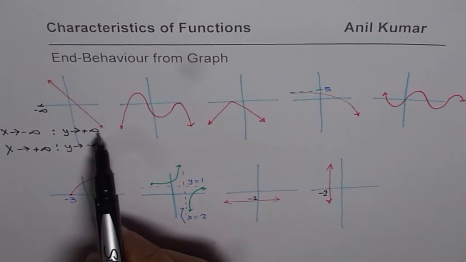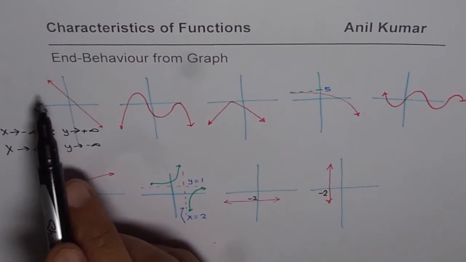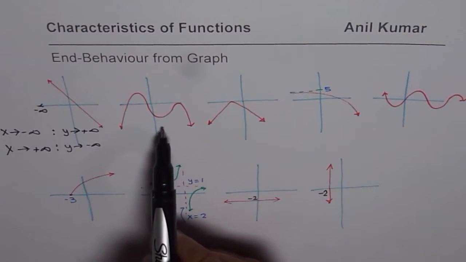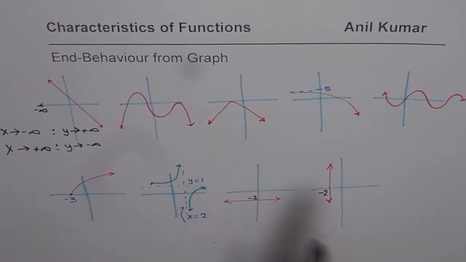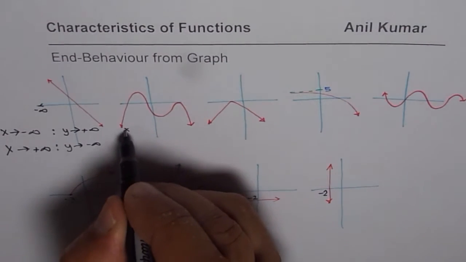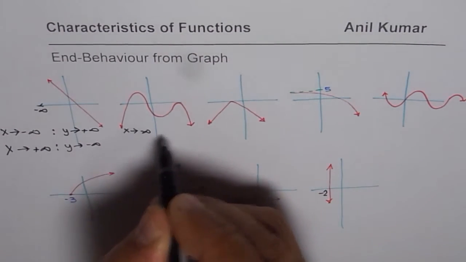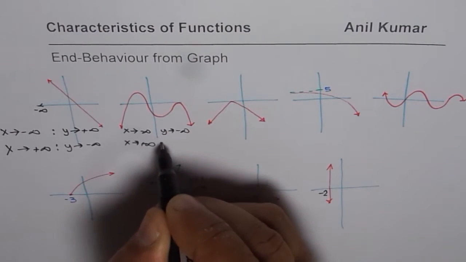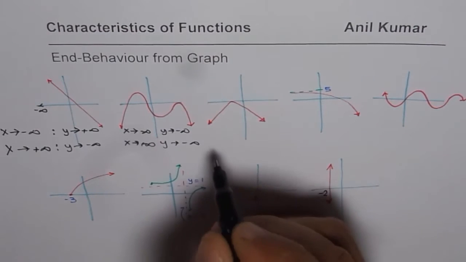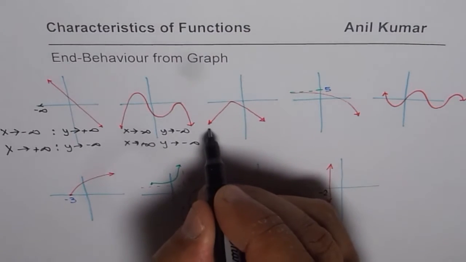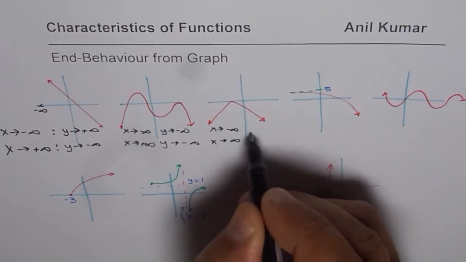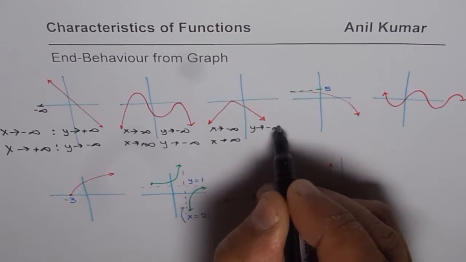So we need to see the ends. Where are they moving to? Now in the second graph, both the ends are moving towards negative infinity. So you could write: x approaches negative infinity, y approaches negative infinity; x approaches positive infinity, y approaches negative infinity. And it's exactly the same here. When x approaches negative or positive infinity, y approaches negative infinity.